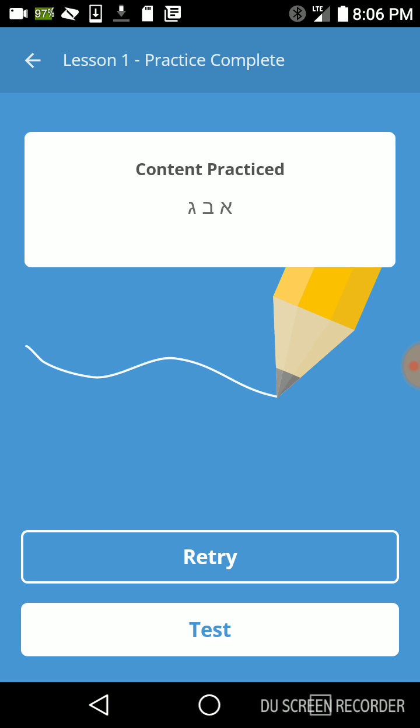Vav. This is V in modern Hebrew, but W in biblical Hebrew. Vav. Zayin. This is Z. Zayin. And that's it.